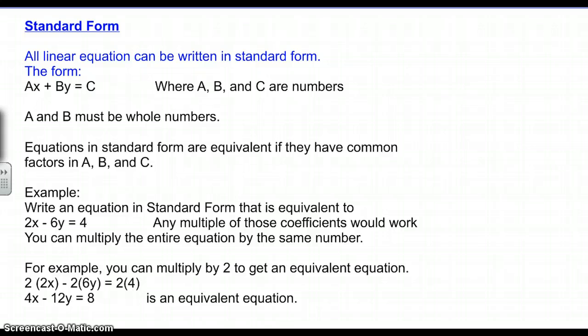Equations in standard form are equivalent if they have common factors in a, b, and c. So, for example, if we write an equation in standard form that's equivalent to 2x minus 6y equals 4, any multiple of those coefficients would work. So you could multiply the entire equation by the same number. It could be any number, 2, 5, 8, 200, it doesn't matter. So here I'm going to multiply by 2, so I have 2 times 2x minus 2 times 6y equals 2 times 4. So 4x minus 12y equals 8 is an equivalent equation.